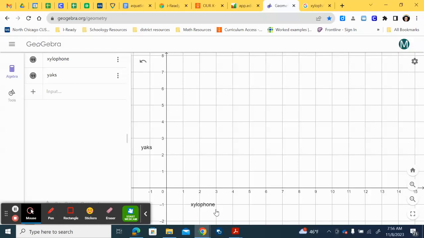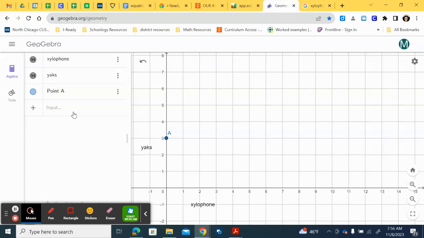So let's say I start with 3 yaks. So I have 0, 3 yaks. So there it is right there. That's what I'm starting with. 3 yaks. See? And I can only buy yaks and xylophones together.